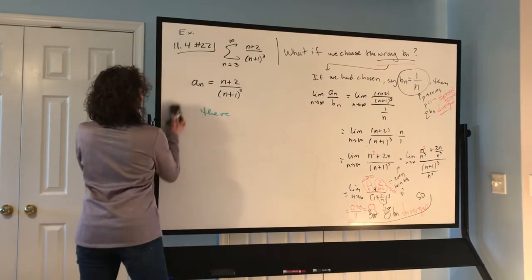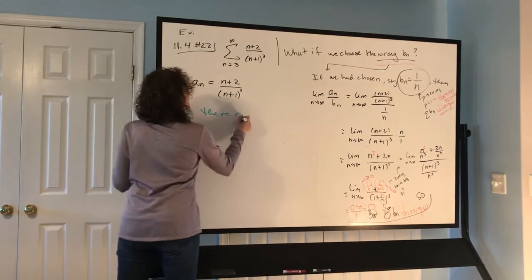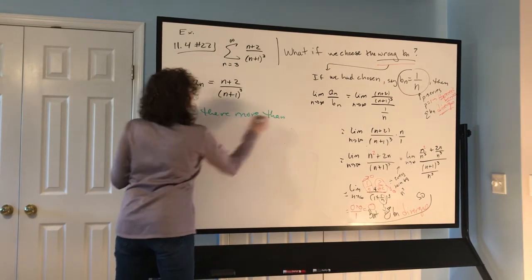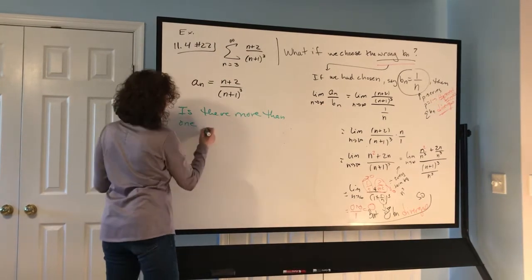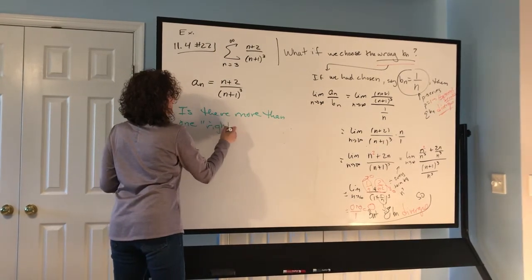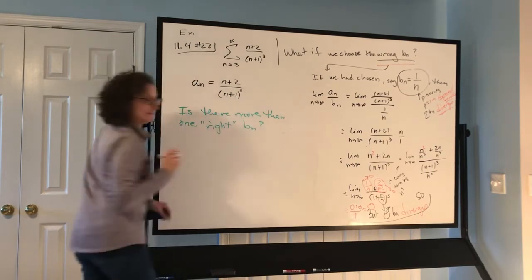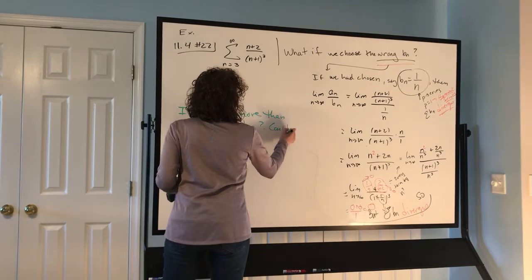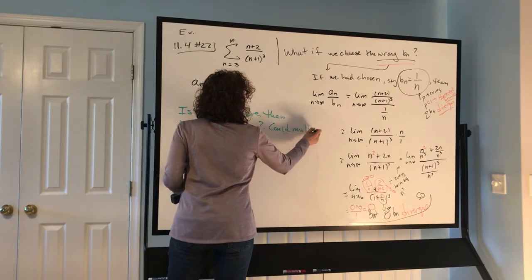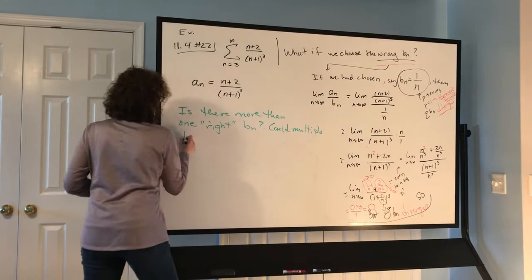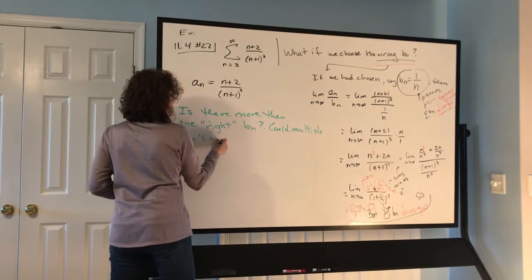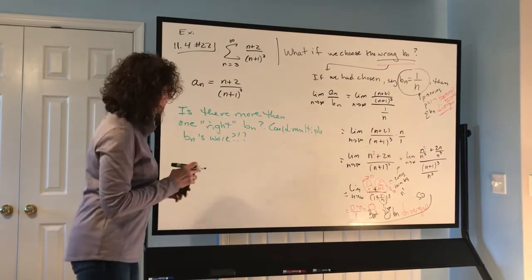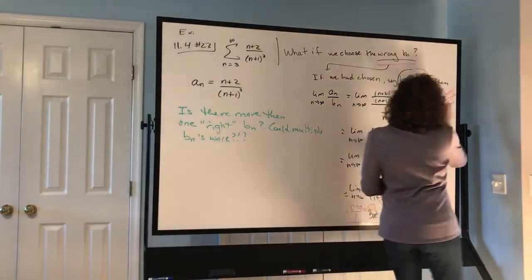Is there more than one right Bn? Can multiple Bns work? And the answer is yes. But let's see. Let's do a new one.